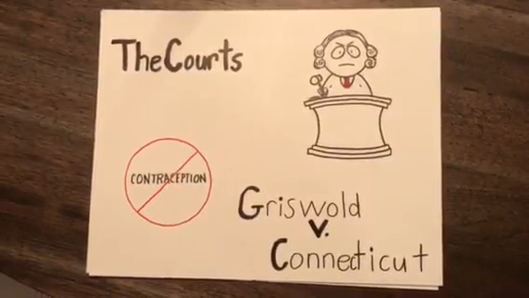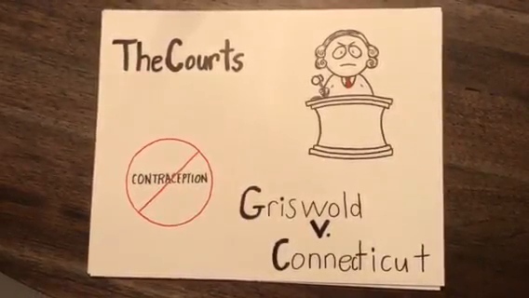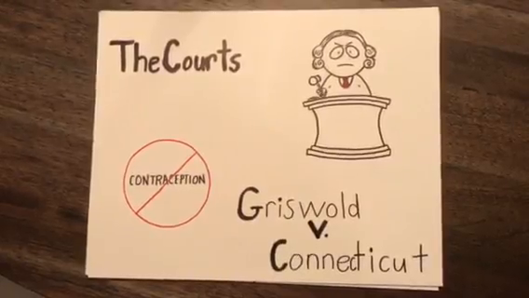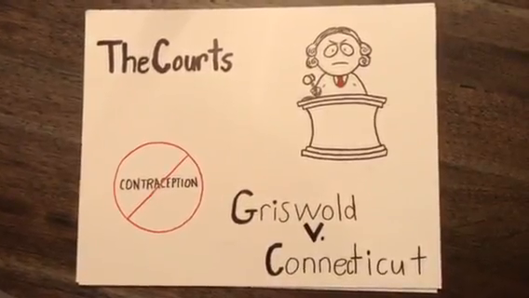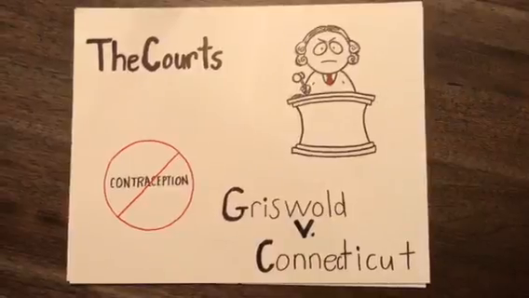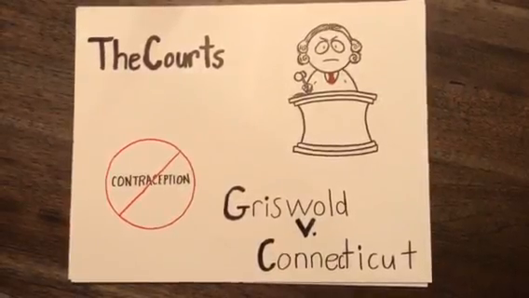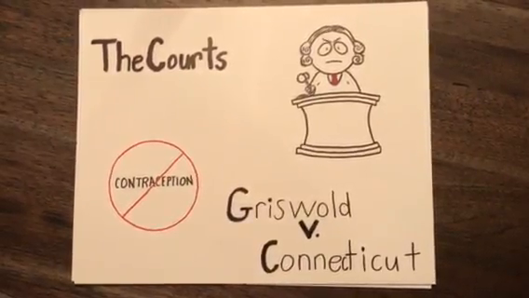Griswold v. Connecticut, in which the court ruled that bans on contraception were against the right to marital privacy. The right to privacy is not in the Constitution per se, but judges interpreting the Constitution have included this right as one of those under the Ninth Amendment of the Bill of Rights.